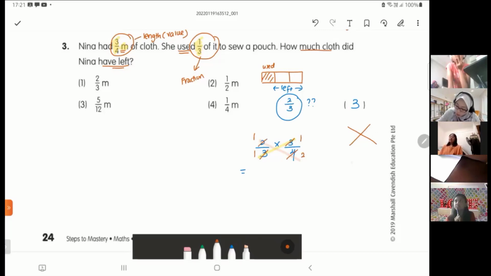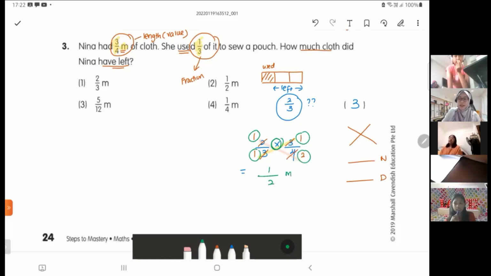After crosswise, you look row-wise. Numerator, then denominator. So what do I have left? 1 times 1. 1 over 1 times 2. 1/2. Half meter of cloth is left. Not number 3, but number 2. This is one way. Another way to do this is by finding out what is used.